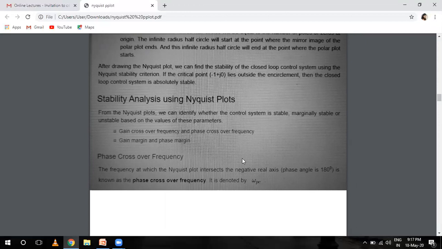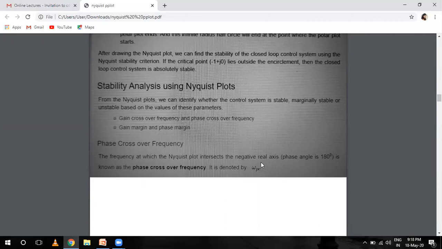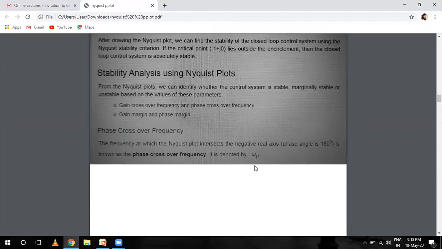So what do you mean by phase crossover frequency? The phase crossover frequency is that frequency at which the Nyquist plot intersects the negative real axis. Make sure that the frequency at which it cuts the negative real axis is known as the phase crossover frequency, and it is denoted by omega PC. P stands for phase, C stands for cross, and omega for frequency. So this is called a phase crossover frequency.